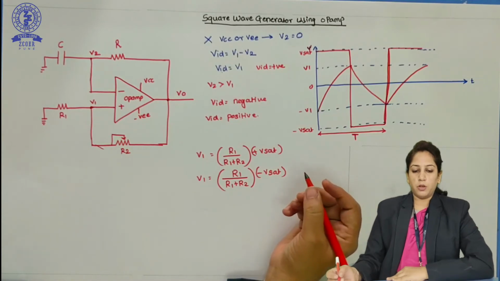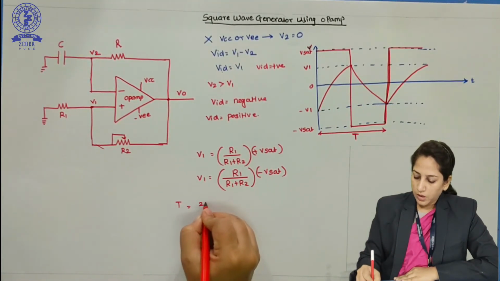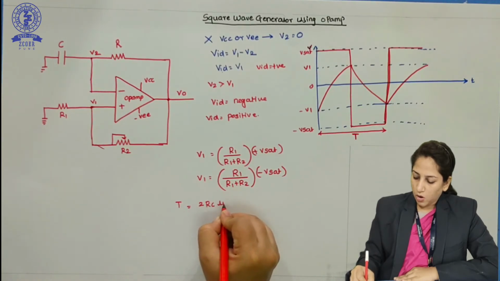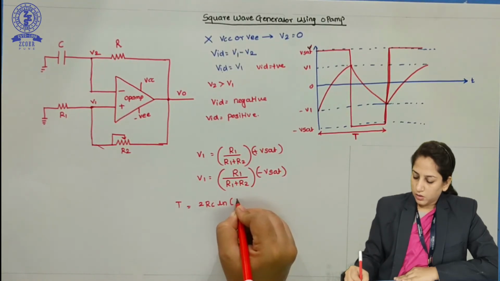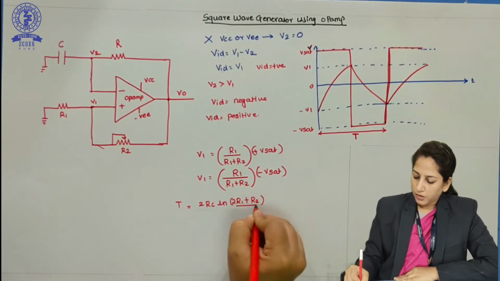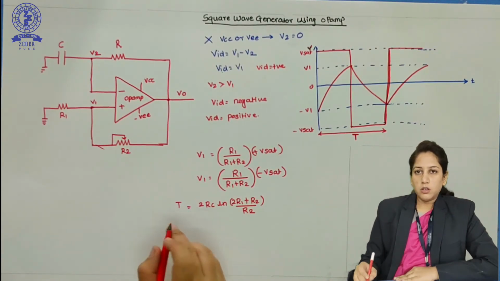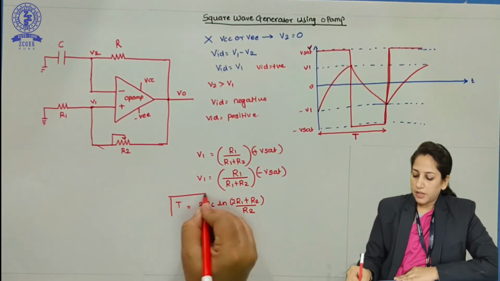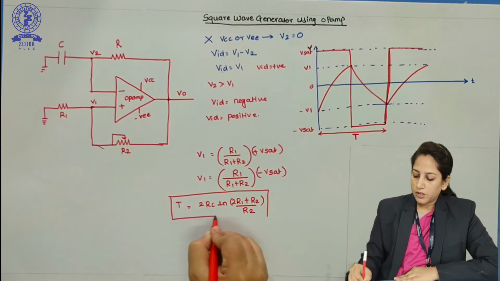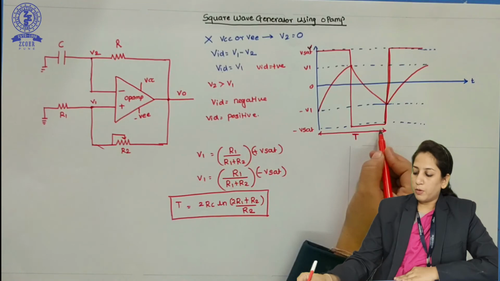And the time formula will be: the time period is equal to 2 RC natural log of (2 R1 plus R2) upon R2. So there is a very big derivation for this. Okay, so directly I have written this time formula here, the formula for the time period.